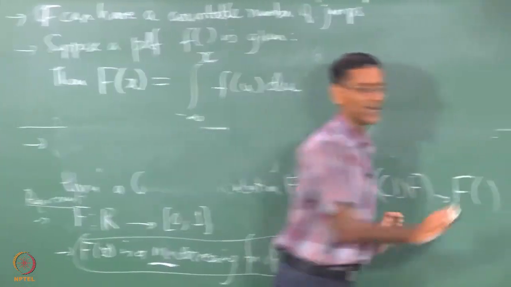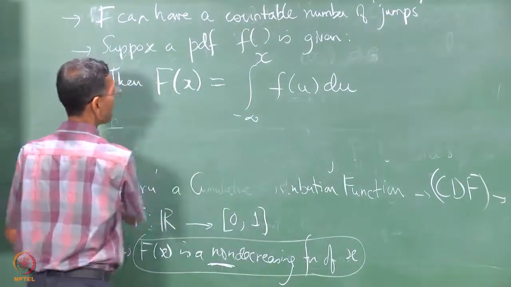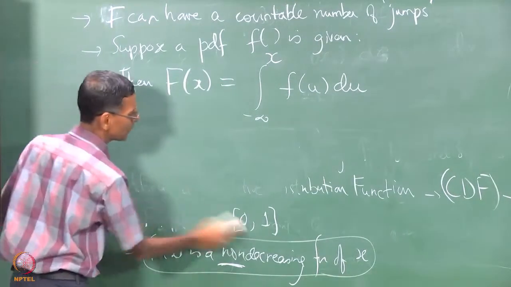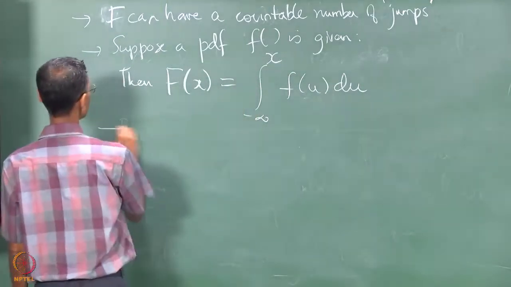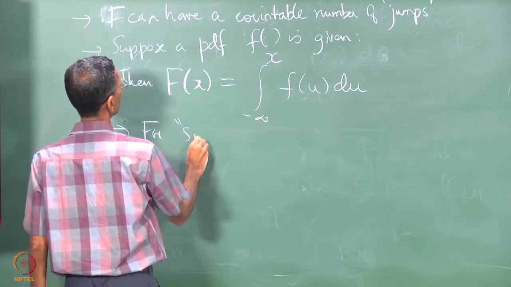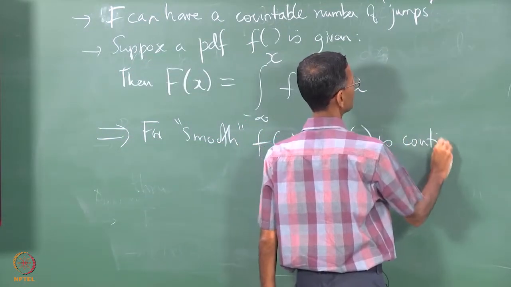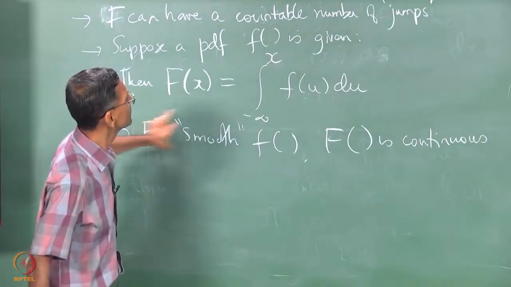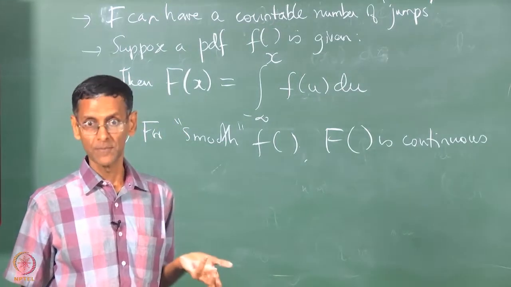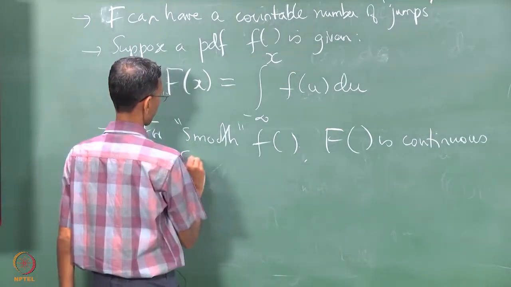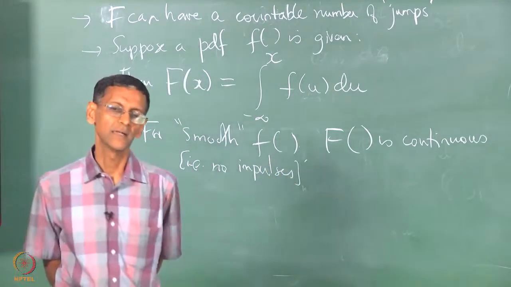So do you agree with me that this capital F is in a way more general? Because if you start with this small f, you can always get this capital F using this equation, but the constraint is that this capital F is going to be continuous. So if you start with a smooth f, and when I say smooth, I am including the case of a countable number of jumps, but no impulses. So we are not going to consider that case at all.